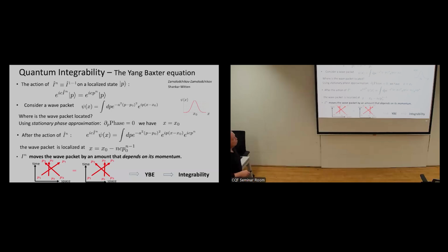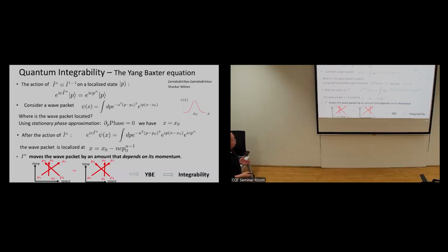If n was 1, this is just a translation operator, right? e to the iP is the translation operator. So for n equals 1, you see indeed that I'm shifted from x naught to x naught minus c. That is for n equals 1. But for higher conservation laws, I'm shifted by an amount that depends on p naught.